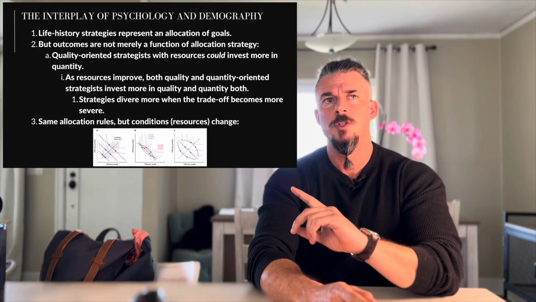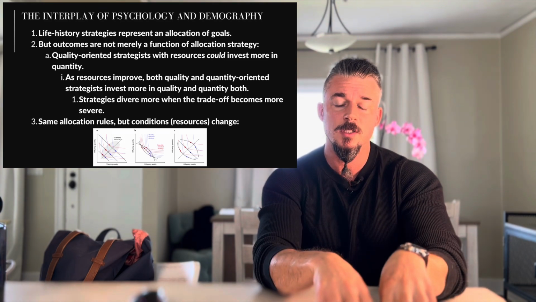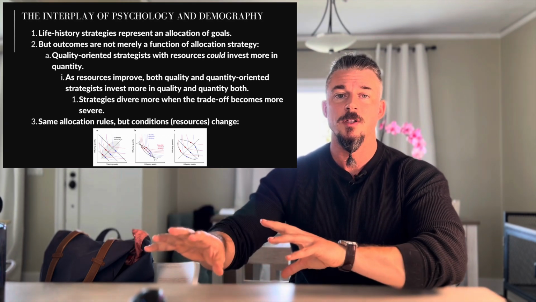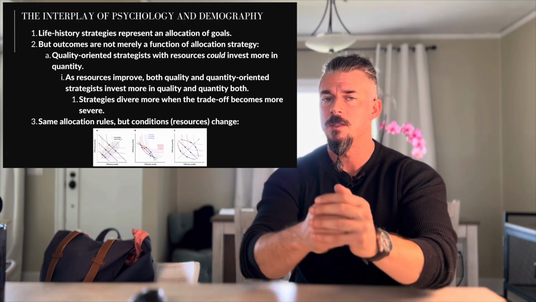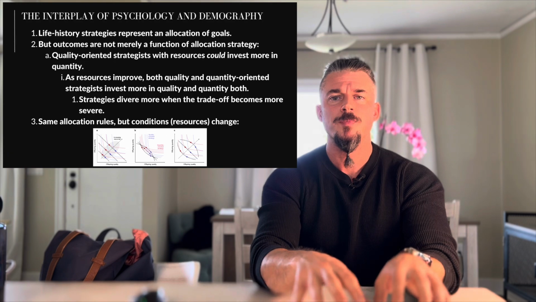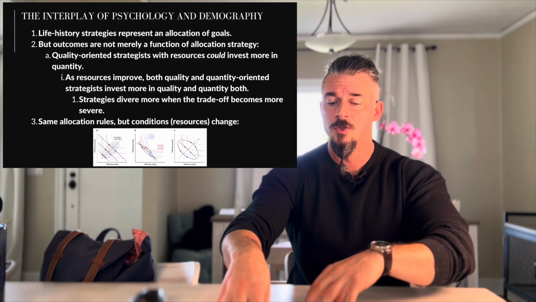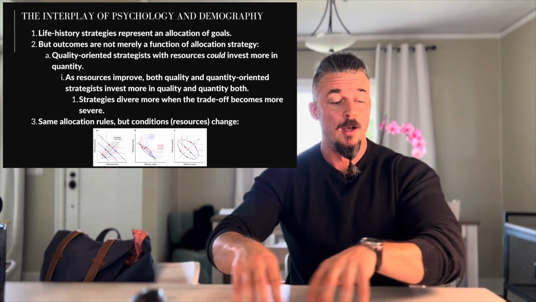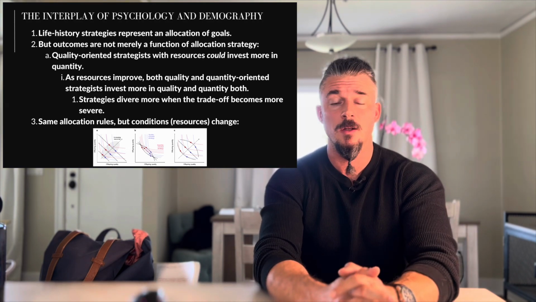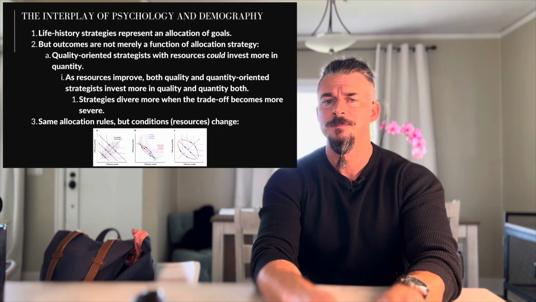So back to the original paper, we're looking at the interplay here of psychology and demography, right? We're looking at individual differences, traits within individuals, and then how those are expressed across a population as demographic trends. Sometimes these things don't always match up that well. High individual variation, high stochasticity, that sort of thing. So life history strategies represent an allocation of goals, all sorts of things together, right? Long-term orientation, short-term orientation, parental investment, et cetera, et cetera. But the outcomes that individual organisms have in their lives, they're not just a function of allocation strategy, are they?